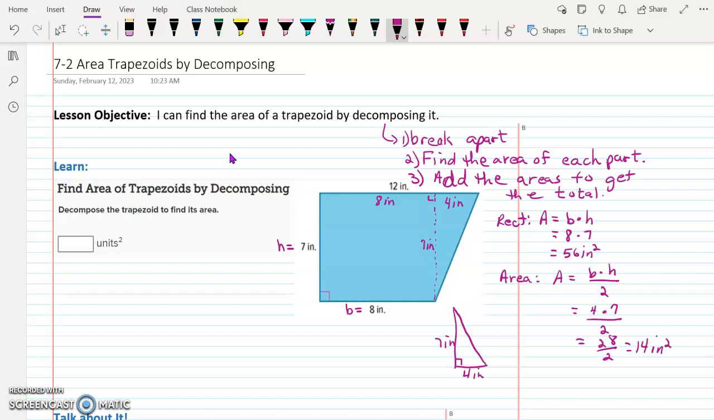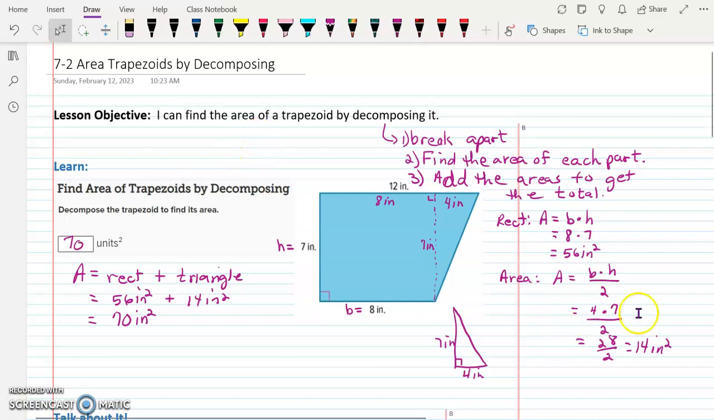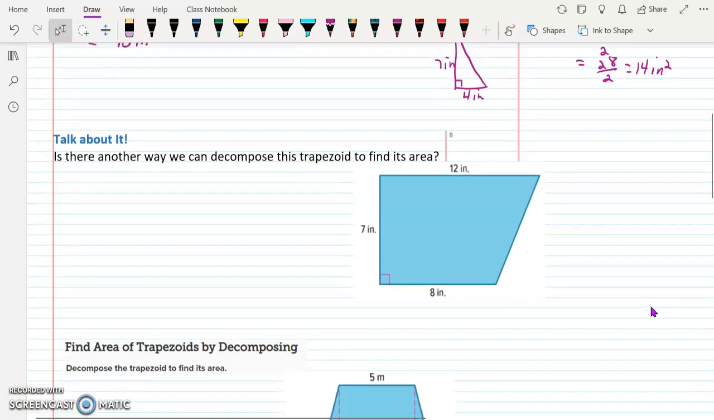So to find the total area, I'm going to just add the rectangle area plus the triangle area. So I would take my 56 square inches and add it to my 14 square inches, and I'd find out that that is actually 70 square inches. All right, moving on down.